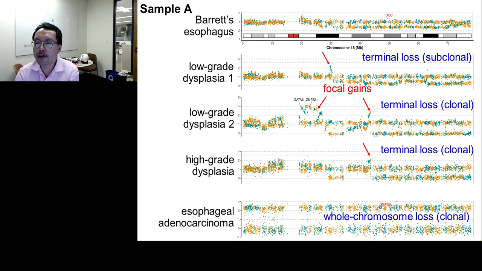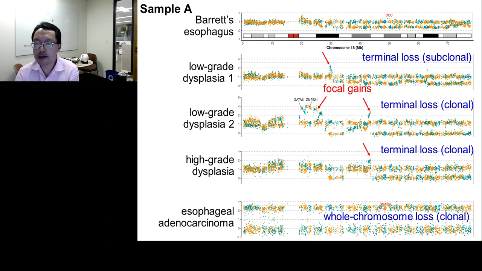What you can see here is, by the way, the figures shown on the right are allelic DNA copy number. Even in the Barrett esophagus lesion, you can already see segmental DNA loss affecting a big chunk of the chromosome 18 arm. As we go down and look through the low-grade dysplasias, we start to see more events, including focal amplifications that arise next to terminal loss. This is seen both in the low-grade dysplasia as well as in high-grade dysplasia.